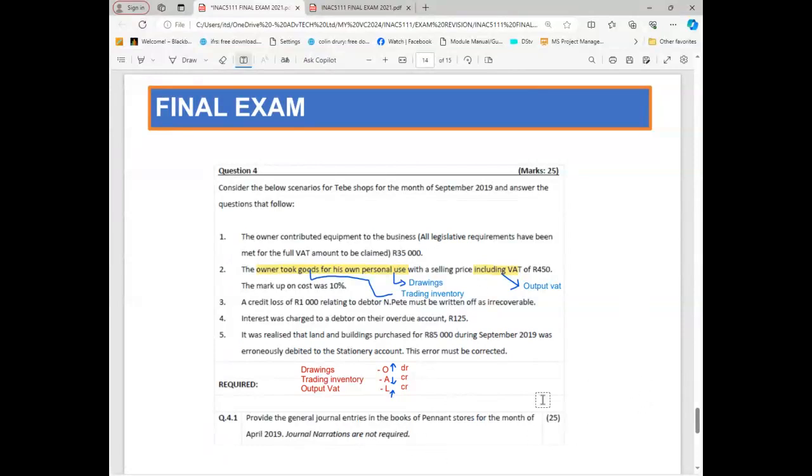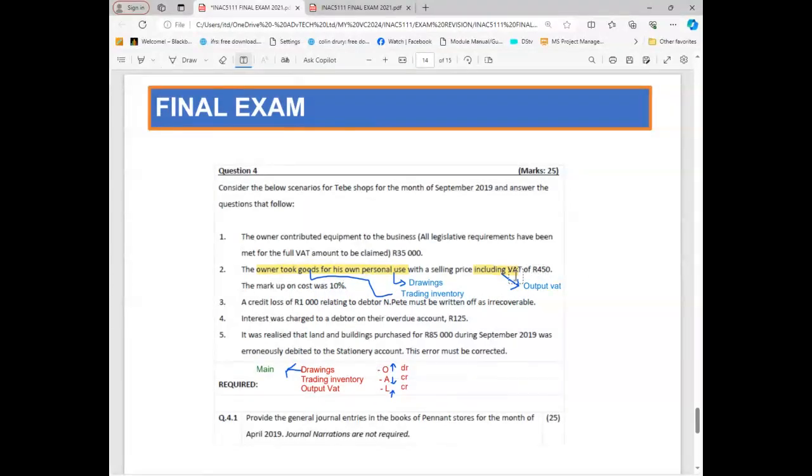But remember, I spoke about the main accounts which we need to know. If you remember the list that I gave you, which one is the main account in this case? Drawings. Remember I said the main accounts are capital, drawings, debtors, and creditors control. So drawings will be the main account. The reason we must know this is that the main account will always take the amount with it.